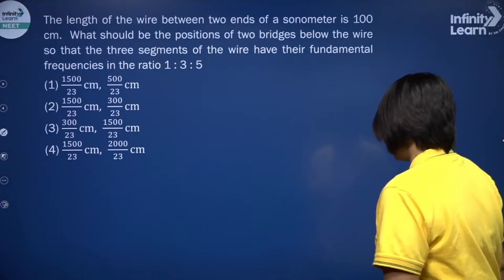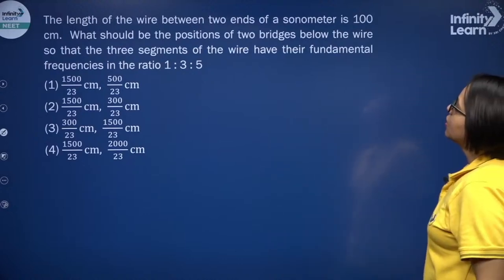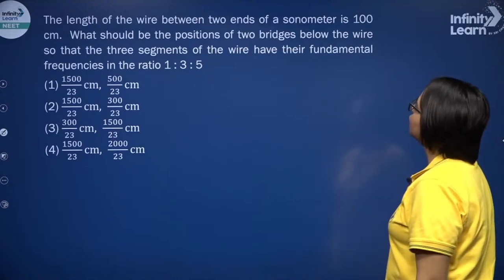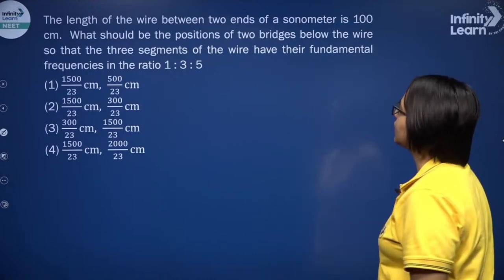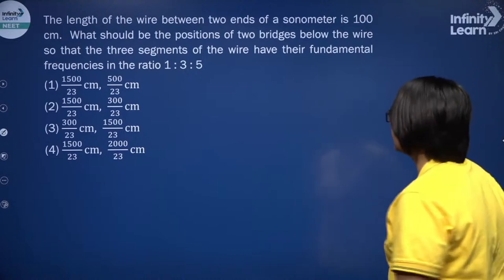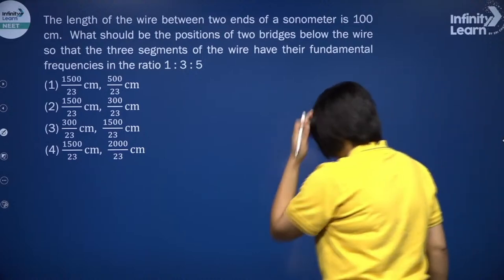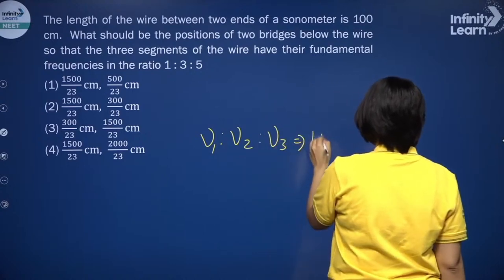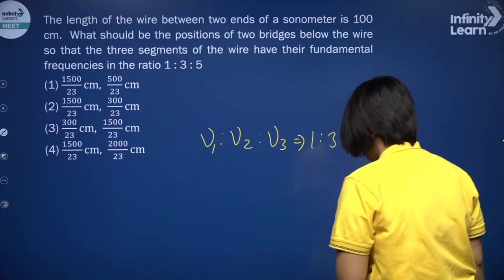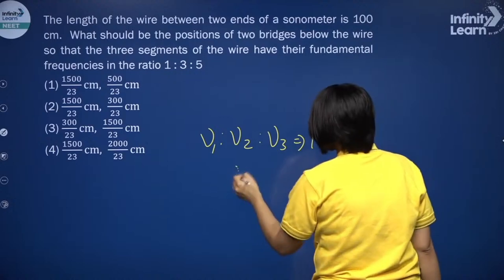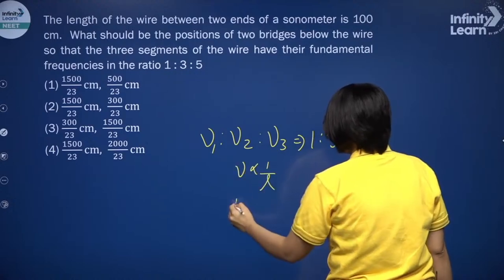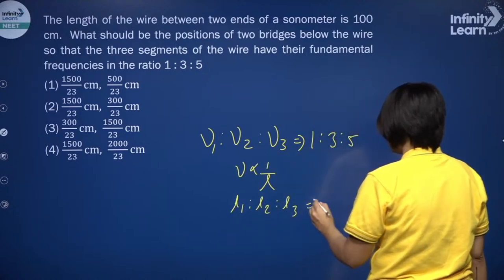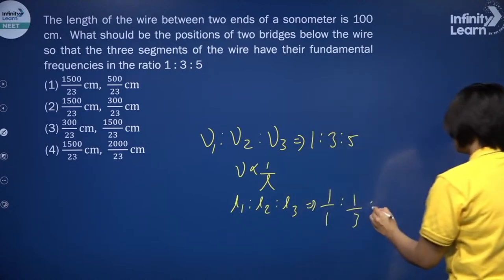Next is this one. The length of the wire between the two ends of a sonometer is 100 centimeter. What should be the position of two bridges below the wire so that the three segments of the wire have their fundamental frequencies in the ratio 1 is to 3 is to 5? So over here, frequencies nu 1 is to nu 2 is to nu 3 should be 1 is to 3 is to 5, and frequency is inversely proportional to length, right? So L1 is to L2 is to L3 should be 1 upon 1 is to 1 upon 3 is to 1 upon 5.